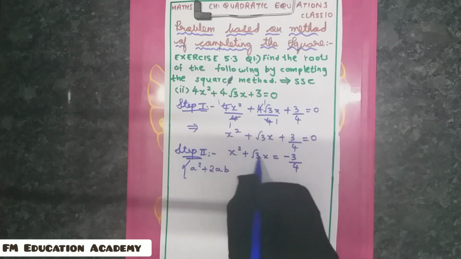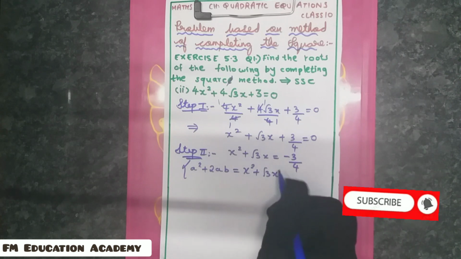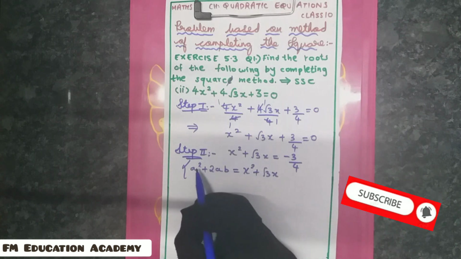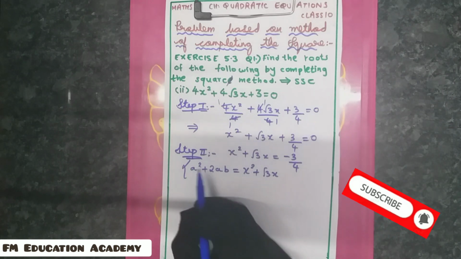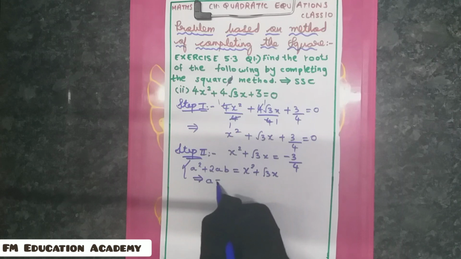I don't have b squared. So I am comparing a squared plus 2ab with x squared plus root 3x. Compare both. What do you observe? a squared is x squared. If a squared is x squared, what is my a term? a squared is x squared means the a term is x, as the square and square get cancelled. If a squared equals x squared, the a value is x here.